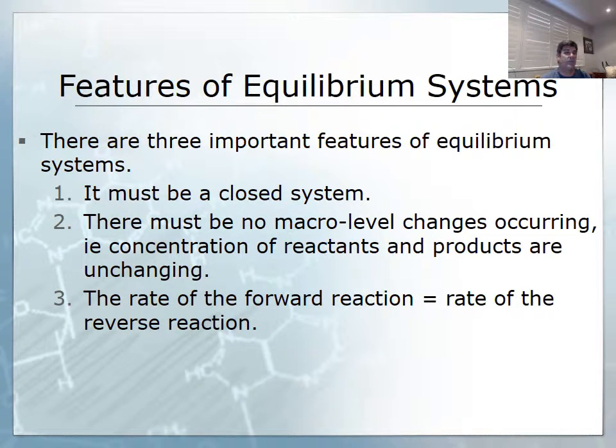In order for a system to reach equilibrium, there are a couple of important considerations. The first thing is it must be a closed system. The system must actually be contained. If it's an open system, such as in a beaker where maybe gases can escape, then it is no longer considered to be a closed system, and therefore equilibrium cannot be established. So the system must be a closed system in order for equilibrium to occur.